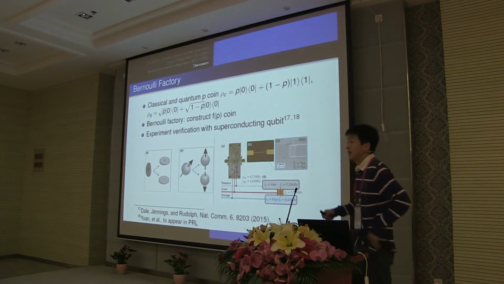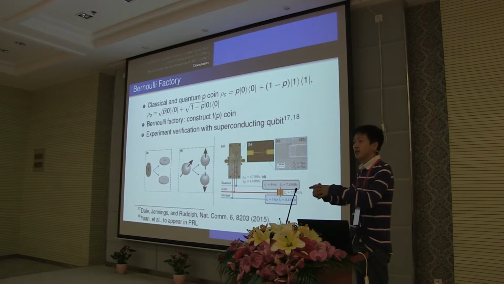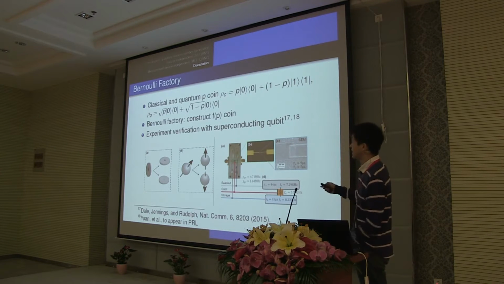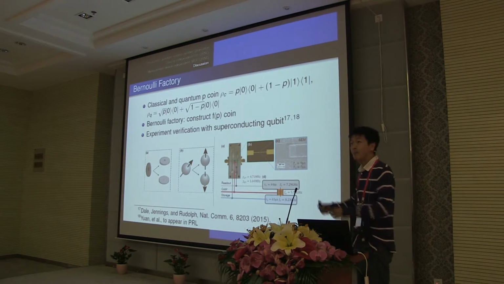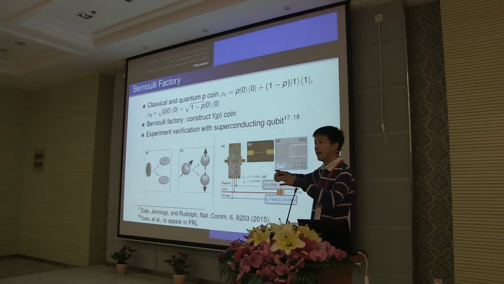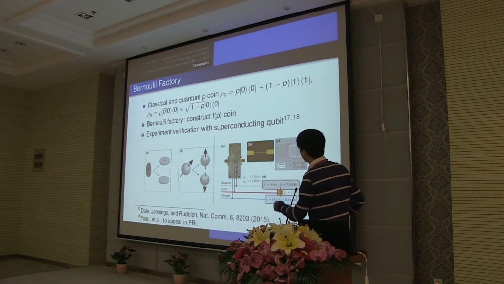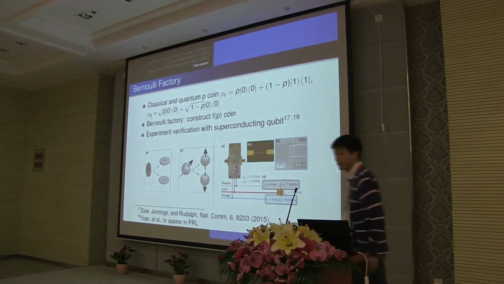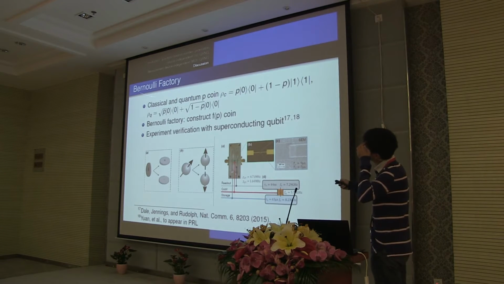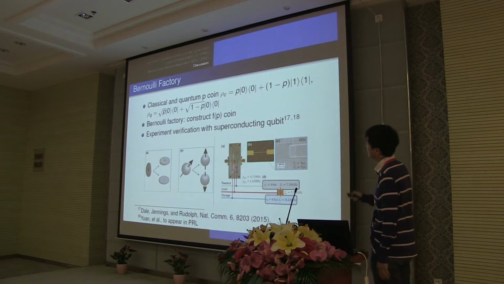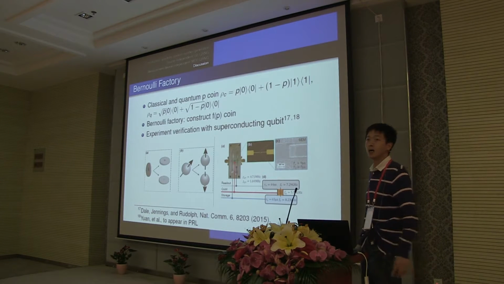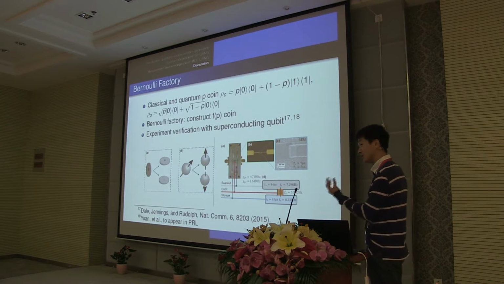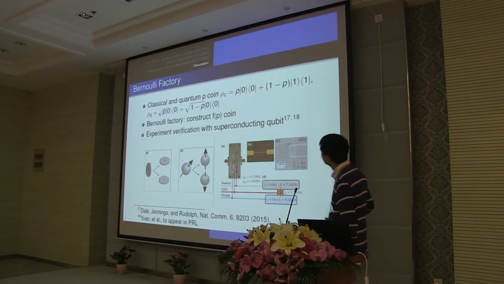It turns out that the set of the constructible functions of p is very limited with the classical coin. And then the quantum coin can actually do a strictly larger set. For example, f equals 2p cannot be constructed with classical coins, but it can be constructed with quantum coins. This is what we call the quantum binary factory, and we implemented this result in a superconducting qubit system, which is again very related to the quantumness.